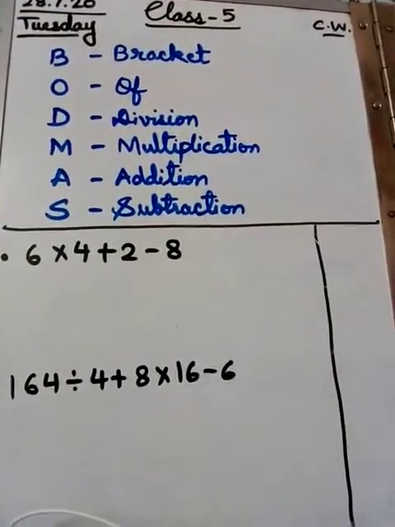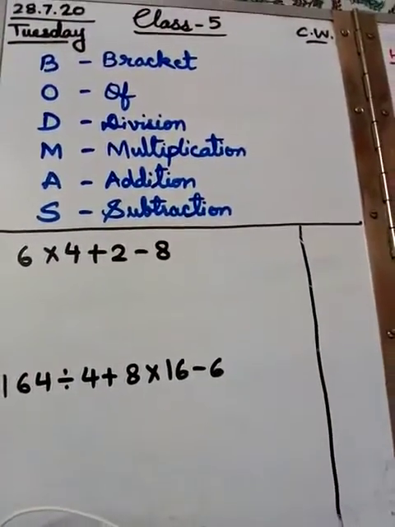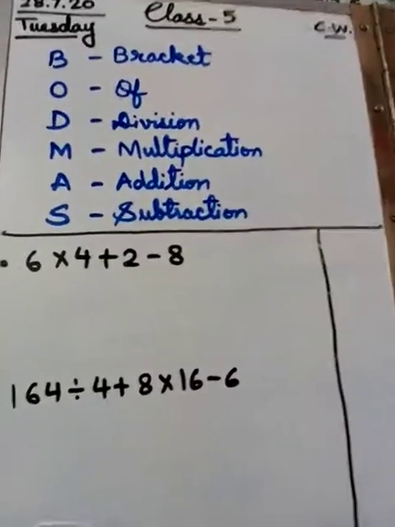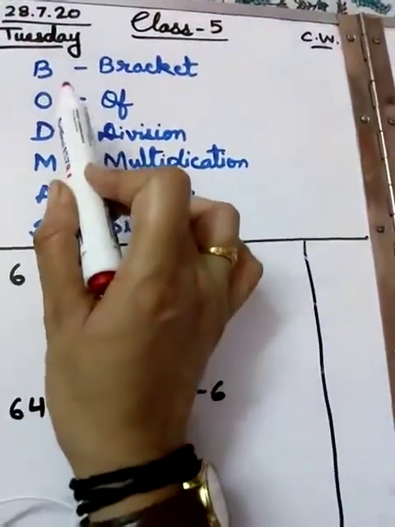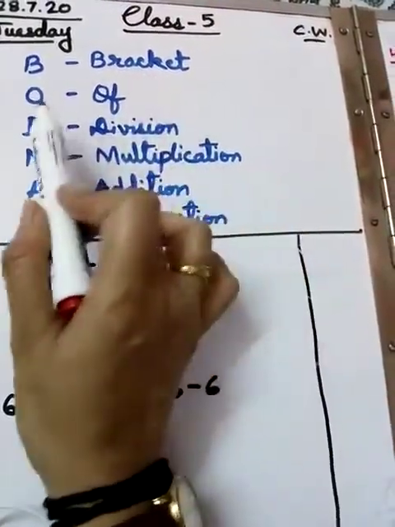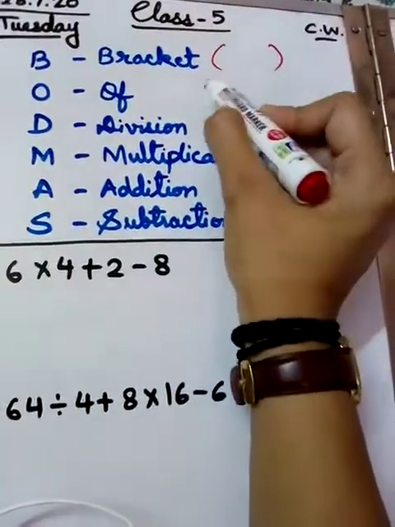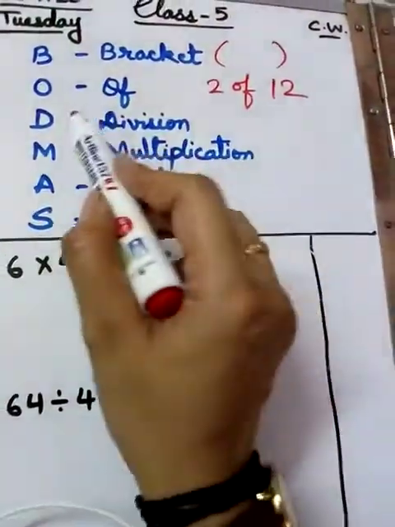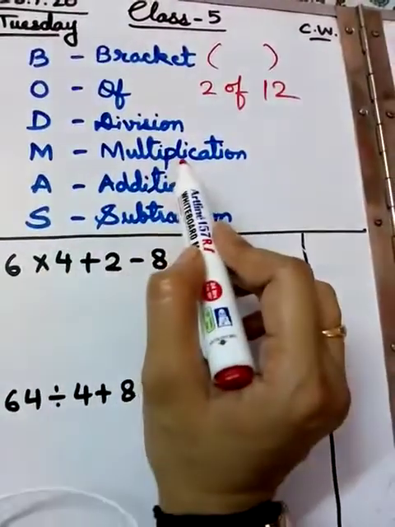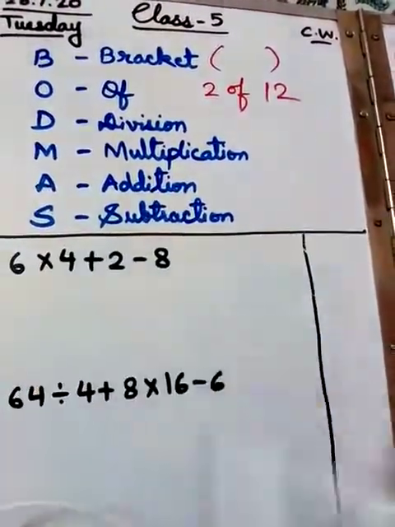It's time to move on to our next topic. That is the last topic of this chapter, chapter 4, which is BODMAS rule. BODMAS, the full form of BODMAS is B for brackets. You have seen brackets, right? O for of, 2 of 12, like this. D for division, M for multiplication, A for addition, S for subtraction.